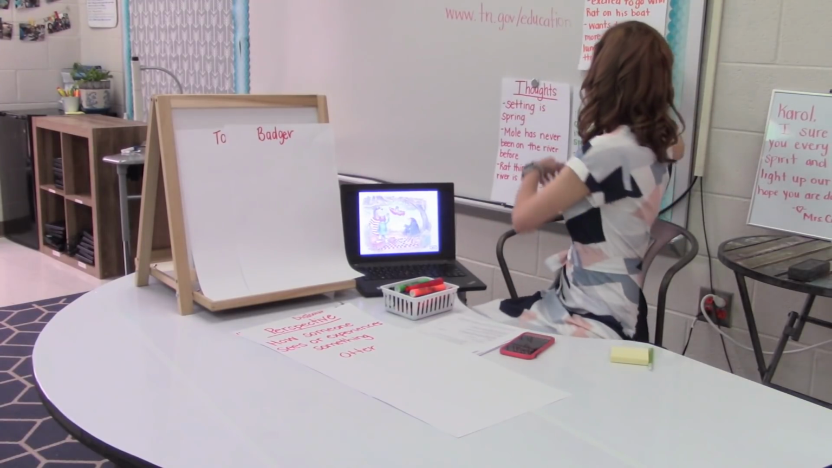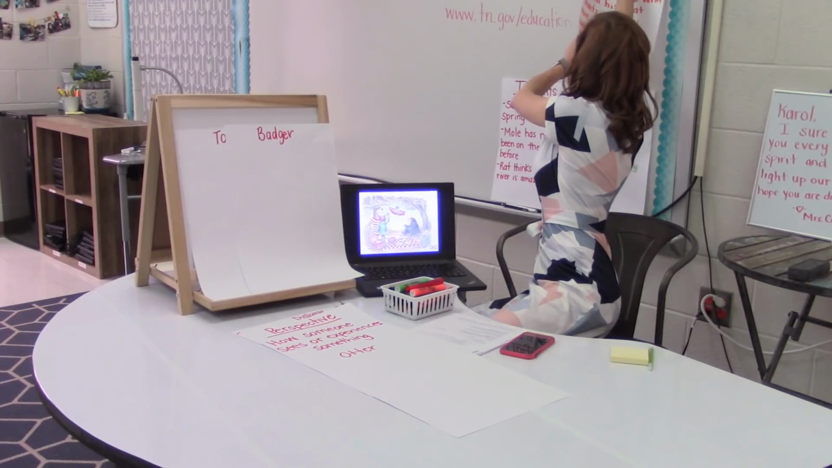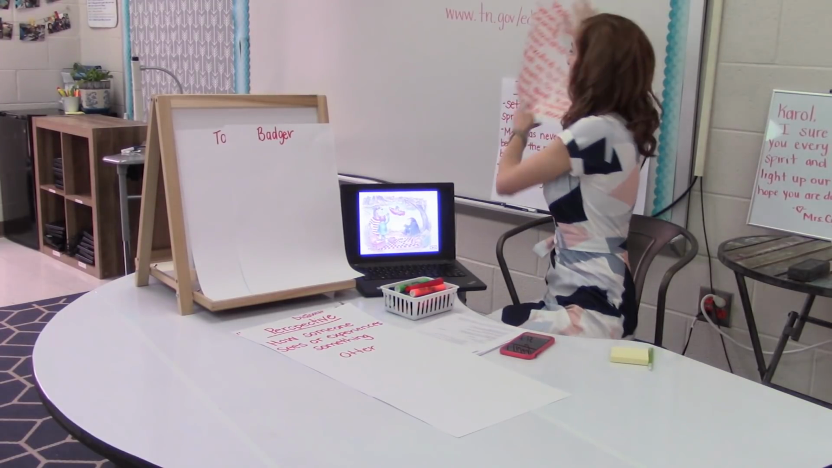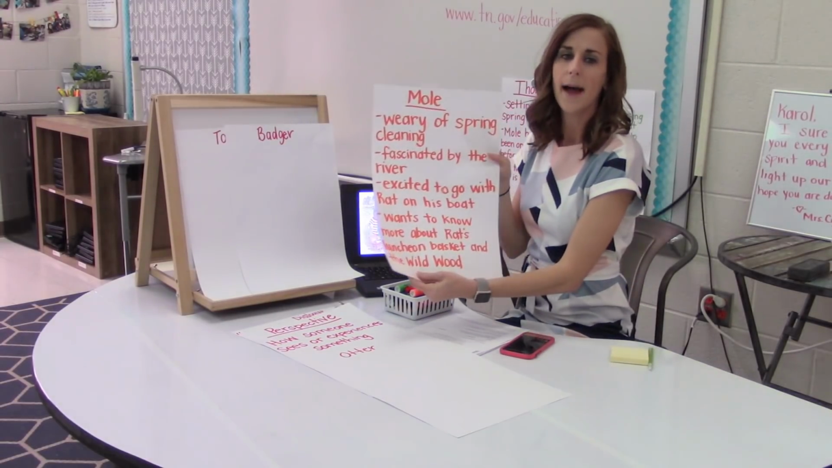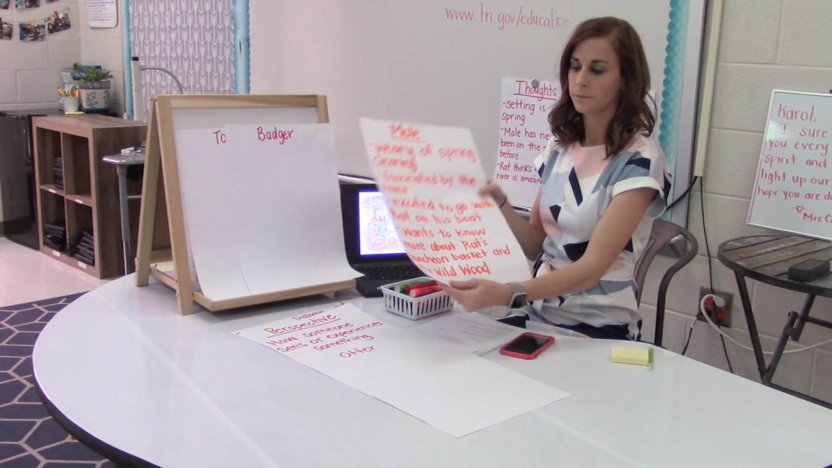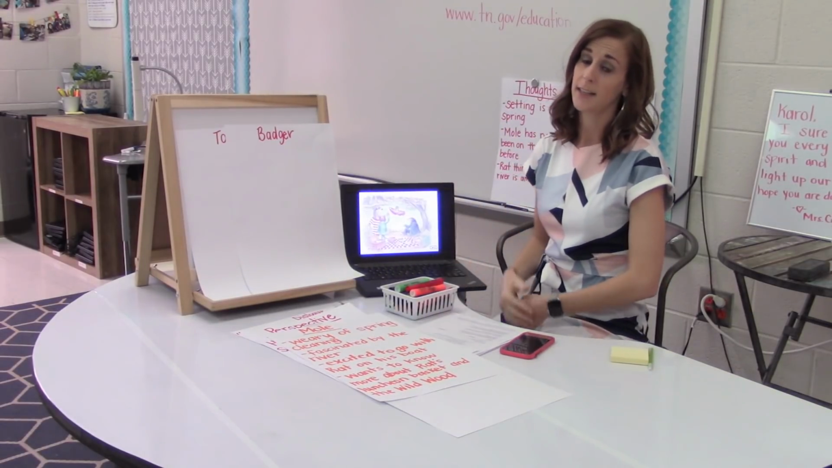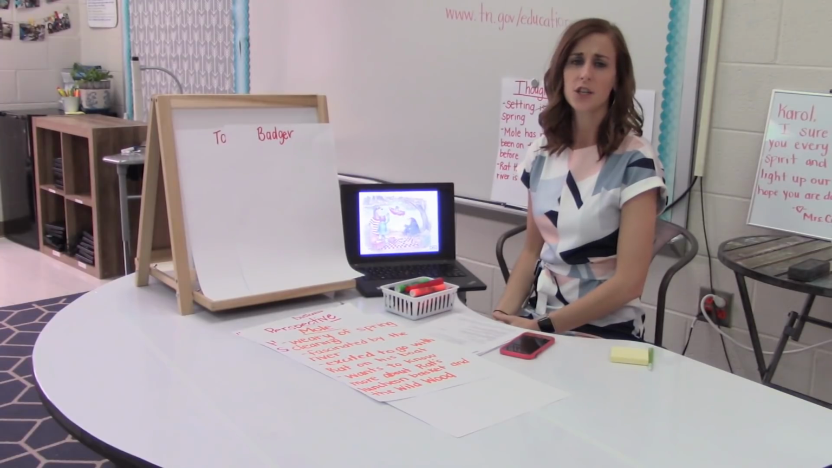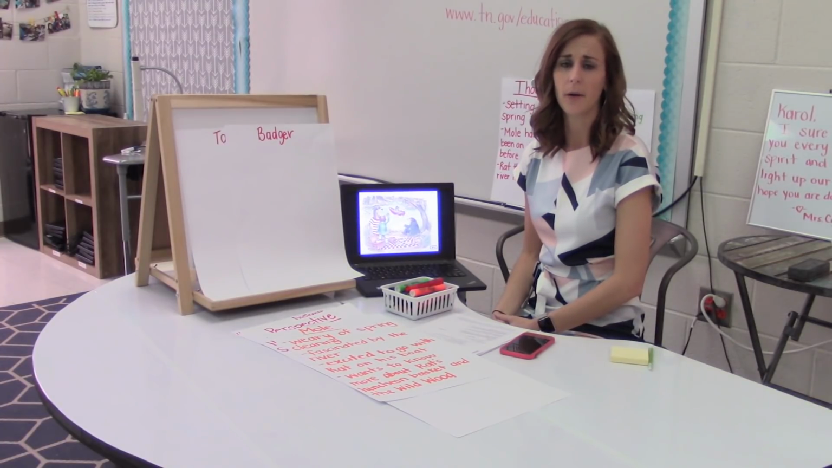So I would add this to my Mole paper, thinking about why he took the oars. Mole is jealous and prideful for a moment and wants to show Rat that he can row just as well.